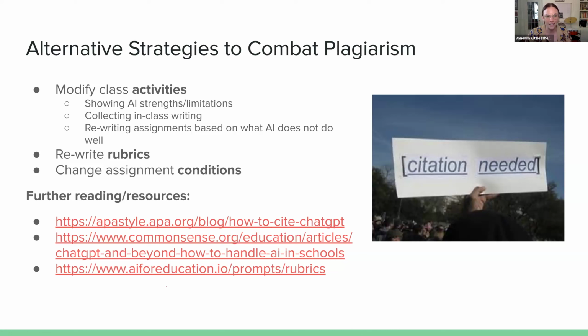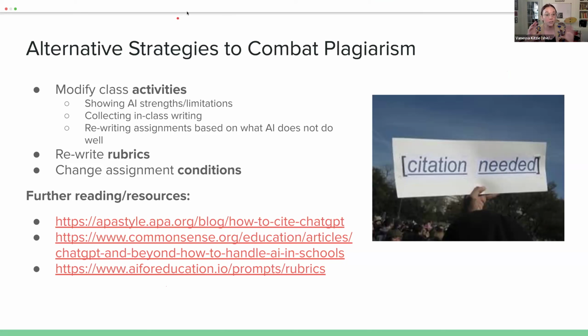Collecting in-class writing. So having students write without any devices. And so you could get a sense of their writing style so that it gives you more of a contextualized approach to flagging when they're submitting assignments that don't sound like their writing voice. And then also rewriting assignments based on what AI does not do well. So ChatGPT cannot pull from specific life experiences because it doesn't have them, or examples that were shared in your class. So putting those into your assignment would be very important.